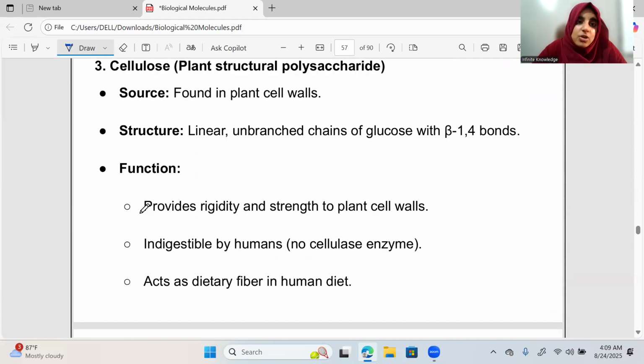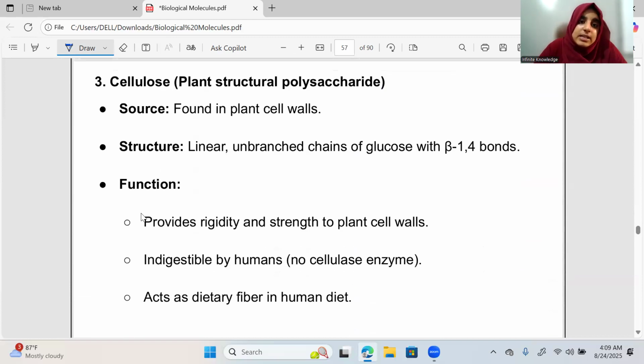Now we have cellulose. Cellulose is a plant polysaccharide. It is found in the plant cell wall, as you know, and this is linear. This is an unbranched chain of glucose with beta 1 comma 4 bonds. This is not branched. Whenever there are two linkages, it means that the structure is branched. Whenever there is one linkage, it means that the structure is unbranched.